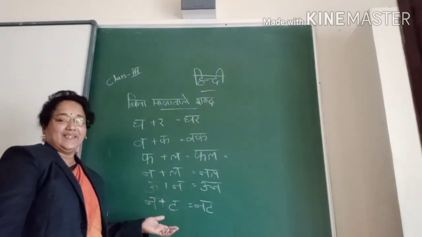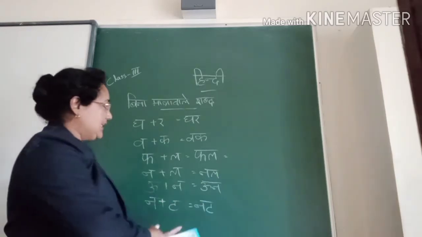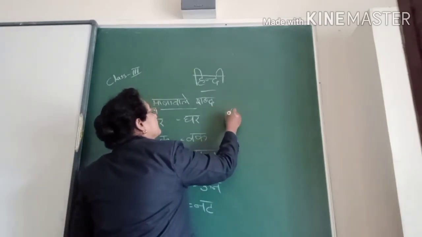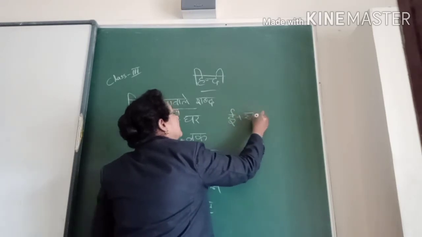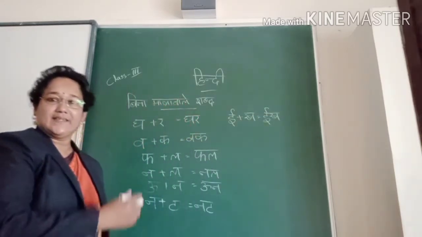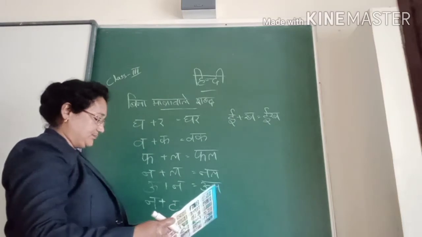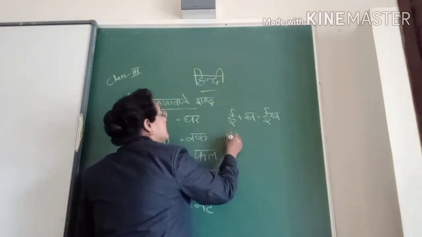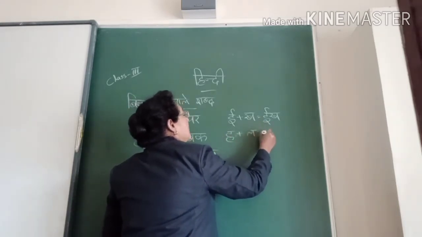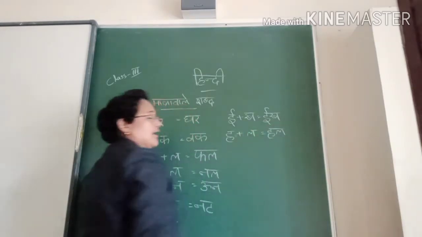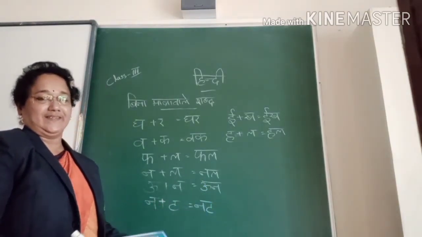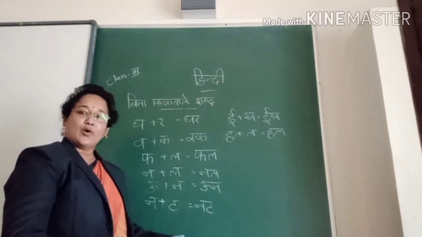It is very easy. Next I will write e and kha on this side. E plus kha. What will I get then? I get eek, e plus ka. Next, ha plus la. So many words they have given in the textbook. Ha plus la, hal. Okay. Next, any two letters you can join and make a word. For making a word, we need two or more letters.